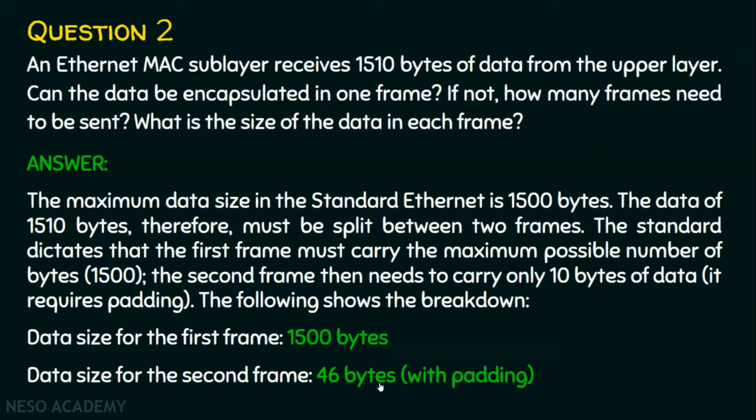Because the minimum payload or the data size should be 46 bytes, we have only 10 bytes left with us. So possibly we are padding that in order to make 46 bytes. And here is the answer for the second question. Let's move on to question number 3.